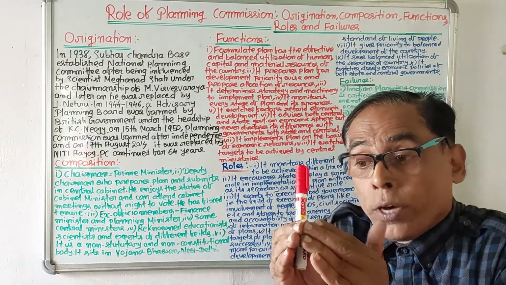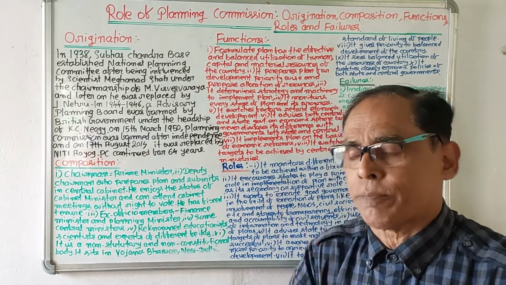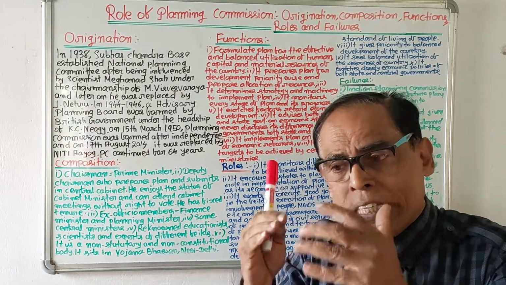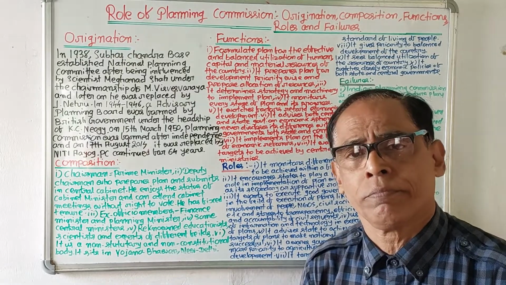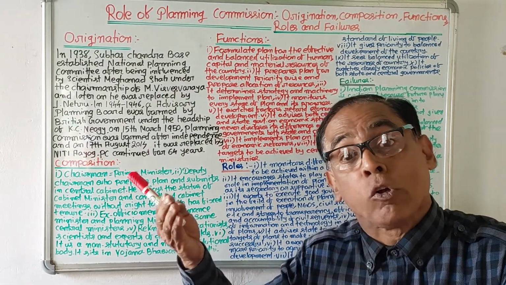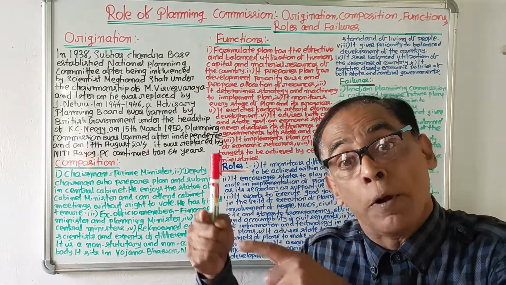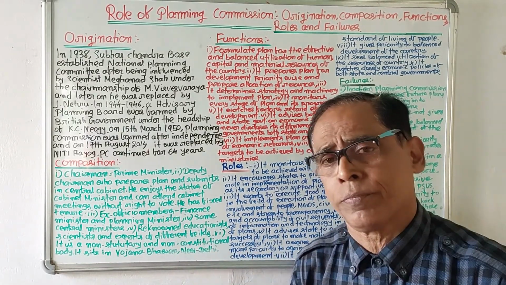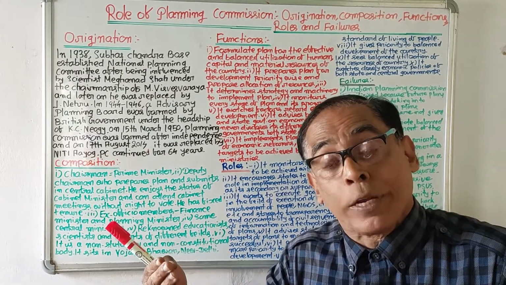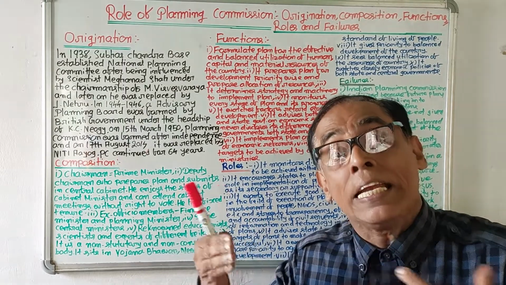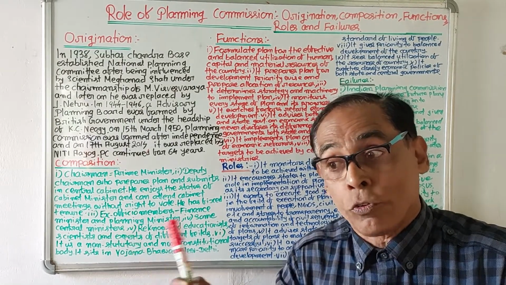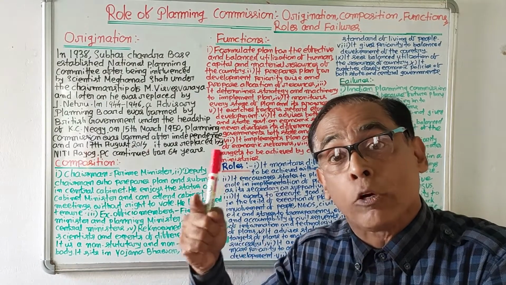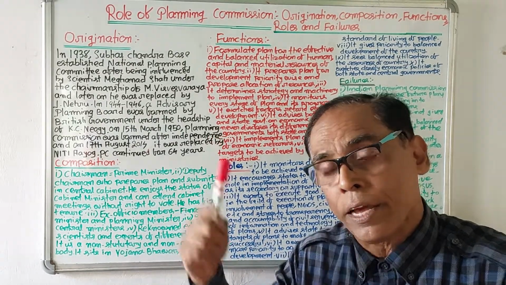Let us start. Origination of Indian Planning Commission. USSR, or Union of Soviet Socialist Republic, was able to make quick economic progress by the medium of planning. So as USSR made quick economic progress by planning, Indian leaders also wanted to use planning as a means to make quick economic progress of the country India.